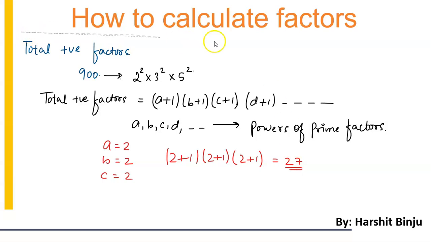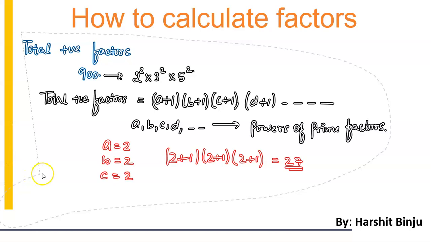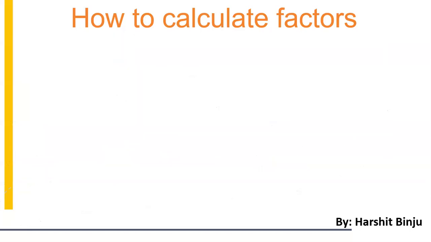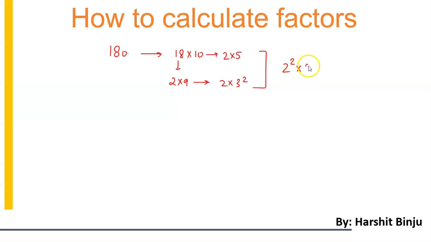Let's say, for example, let's take 180. So 180 is 18 into 10. 18 is basically 2 into 9, and 10 is 2 into 5. So 2 into 9 is 2 into 3 square, and this is 2 into 5. So this will basically become 2 square into 3 square into 5.